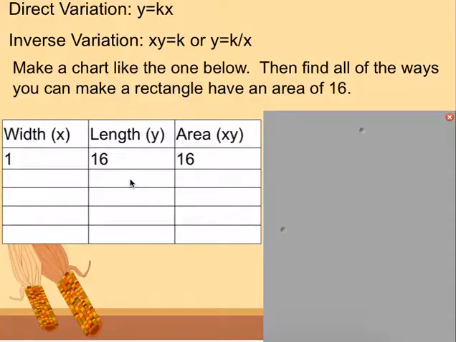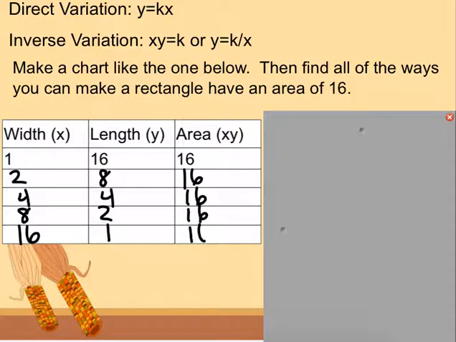So looking at these, we have our two equations at the top, and we're going to fill in this chart in order to find all the ways you can make a rectangle having an area of 16. And I have a width and length of 1 and 16. We could also have 2 and 8, 4 and 4, 8 and 2, and 16 and 1. What we notice is all of these have a constant product of 16. We have x times y always equaling 16.